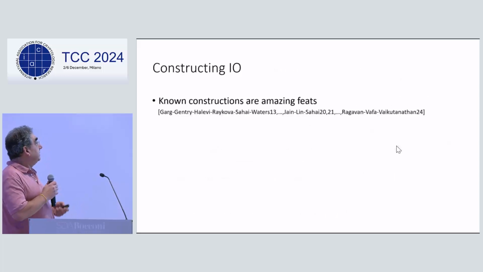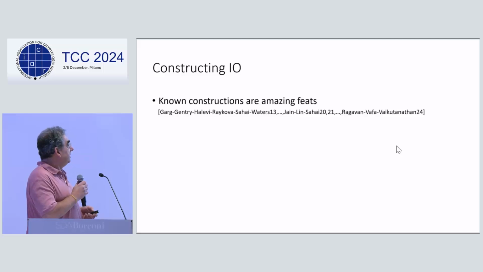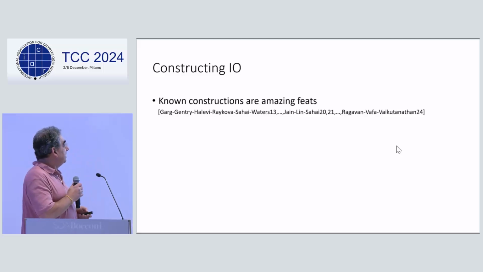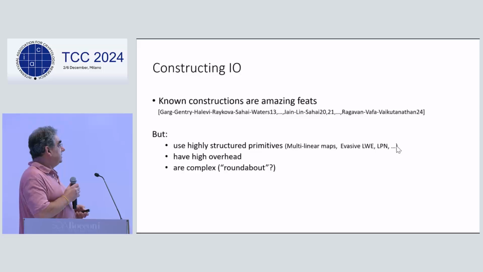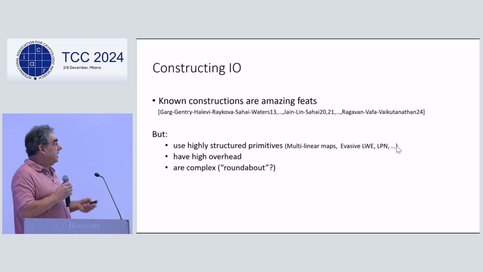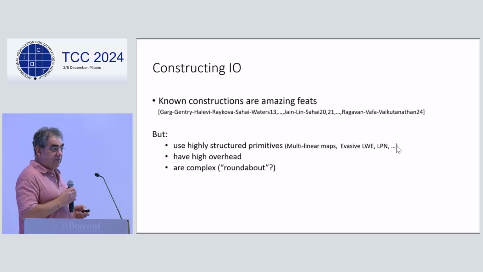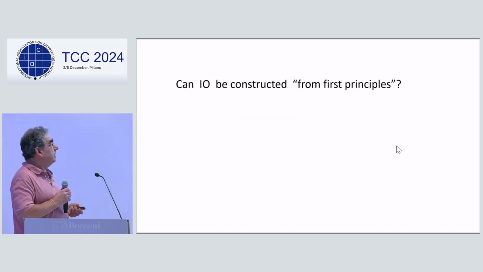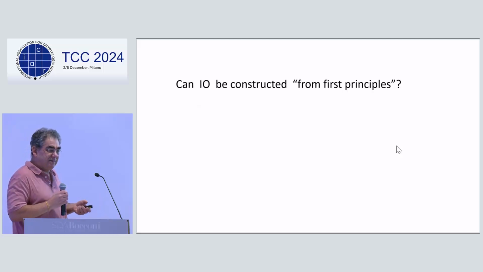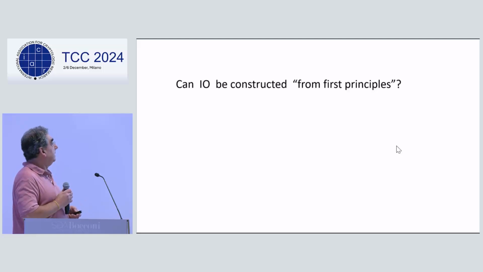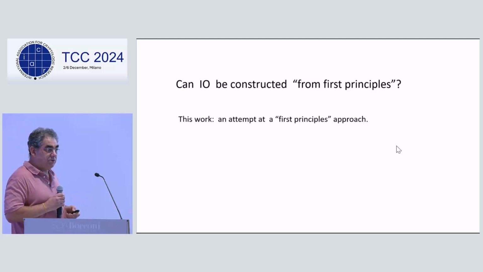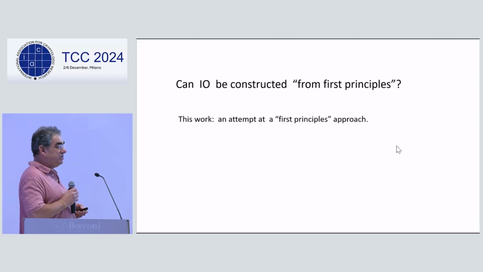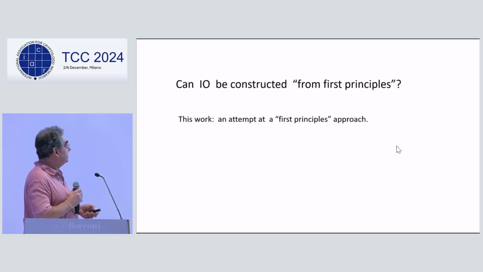On the other hand, constructing IO is a challenge. As we just saw in the last talk, those constructions that do it are really amazing feats. But it's really complex, right? It's highly structured primitives, high overhead, and it's complex. You can say maybe roundabout, we don't know. So the question is, can IO be constructed from first principles, keeping it as simple as it is to begin with, maybe. This is the topic of this work, to try to make a stab at a first principle approach. We're not far from being there of course, but hopefully to be able to convince you that it's interesting enough to further investigate.